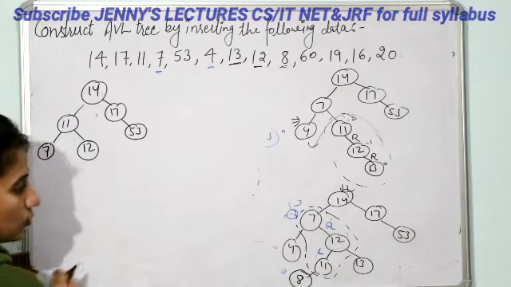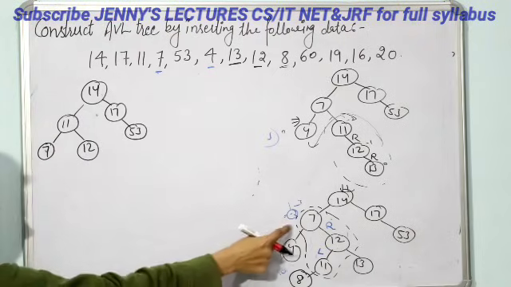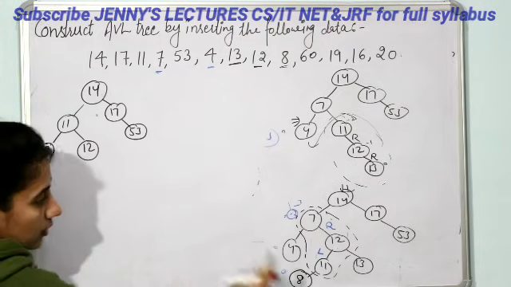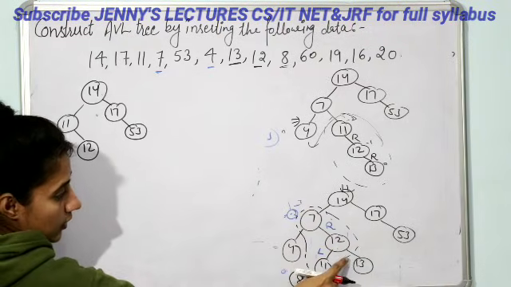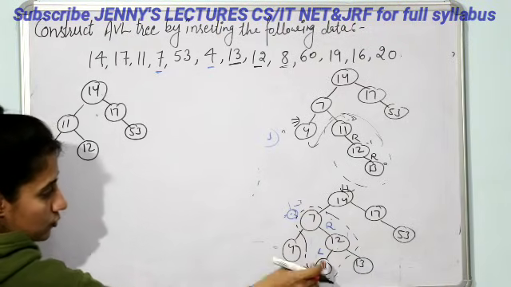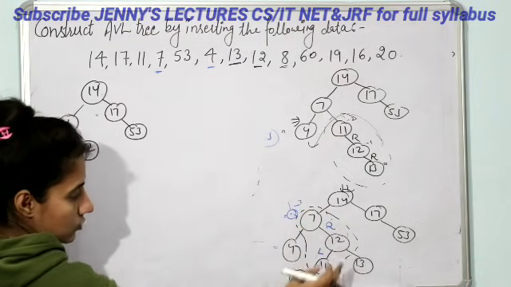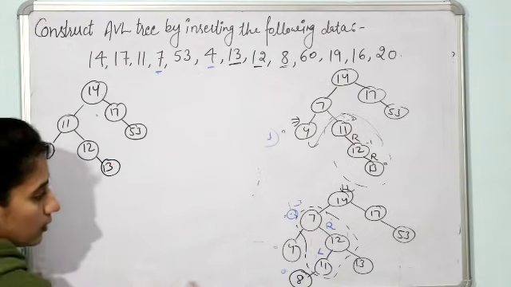Now where would this 4 go? 4 would go to the left part of 7. See, left part of 7. Here you will write 4. Now where would this 13 go? 13 is to the right of 12. See, check out in this tree, because we are creating this from this only, we are balancing this tree. So 13 is to the right of 12.